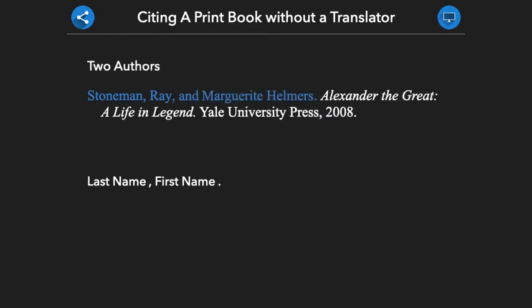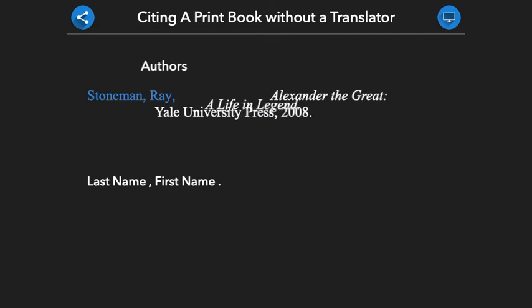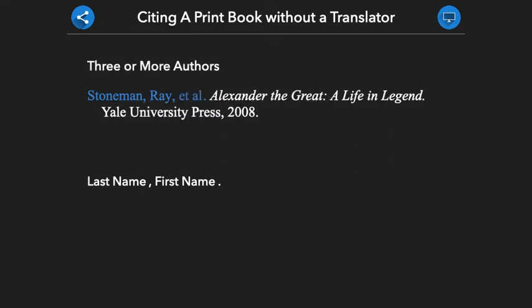After the initial author, we will include a comma, the word and, then we will present the second author's name. Please note that this name is provided first name and then last name. If the text has three or more authors, the citation will look like this. After the initial author and comma, we will include the words et al., which means and others in Latin.